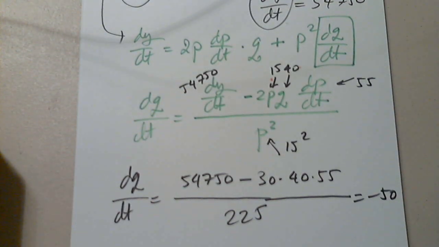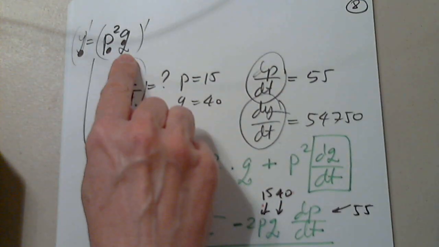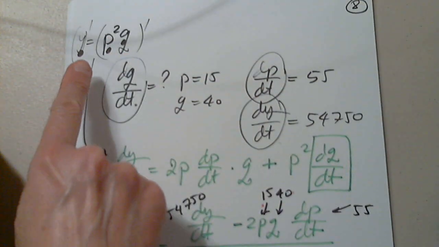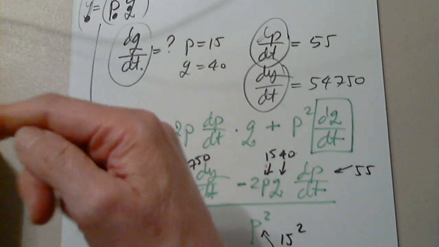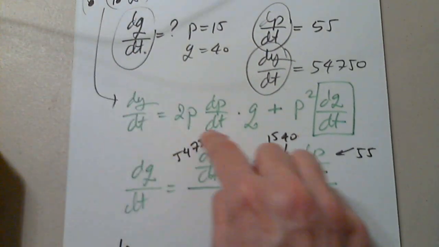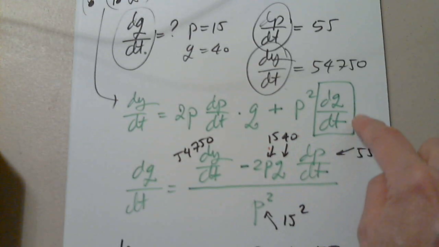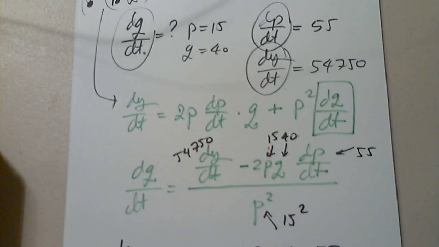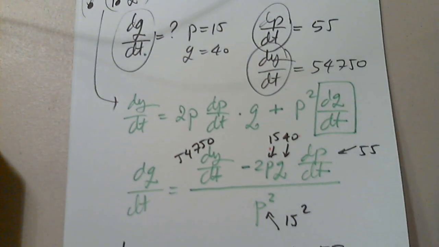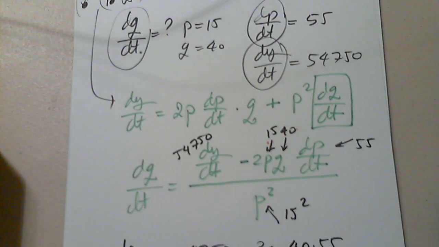So that's a related rate situation. Why? These three functions are related by that equation. Their derivatives are related by this equation. That's why they are related rates. They are related by this equation. And any questions on this problem?